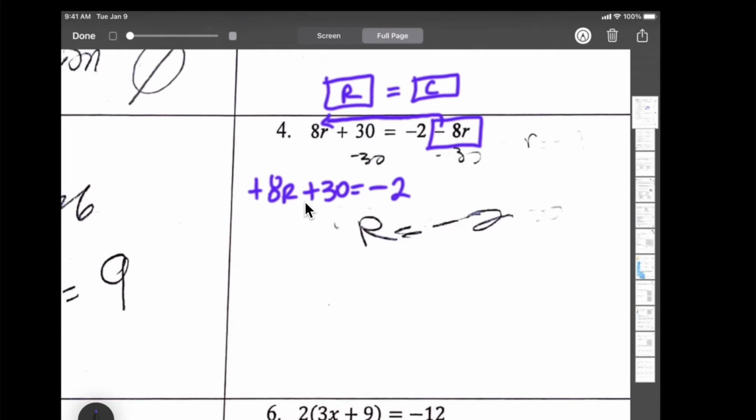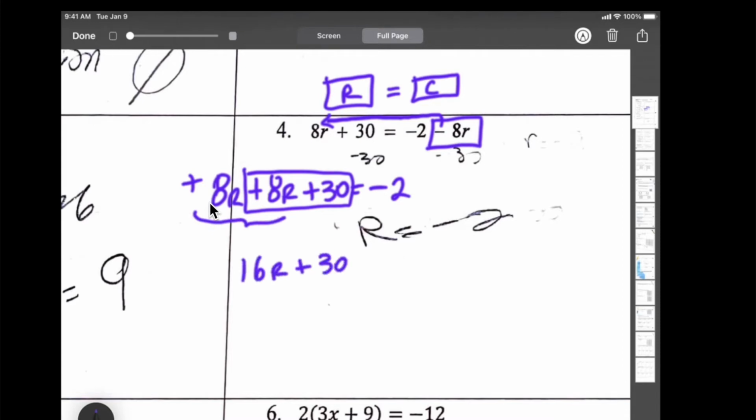So now we are now going to have the original 8r, which was there initially, right? This was the initial 8r plus 30, and now we have plus 8r that we brought over from the other side. That is this one right here. So now we can combine these because we have like terms. So now we have 16r plus 30 equals minus 2.